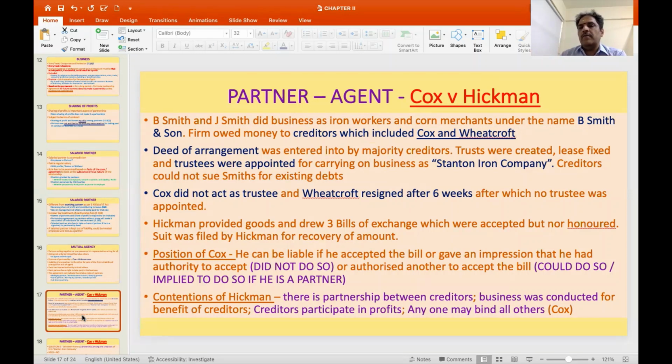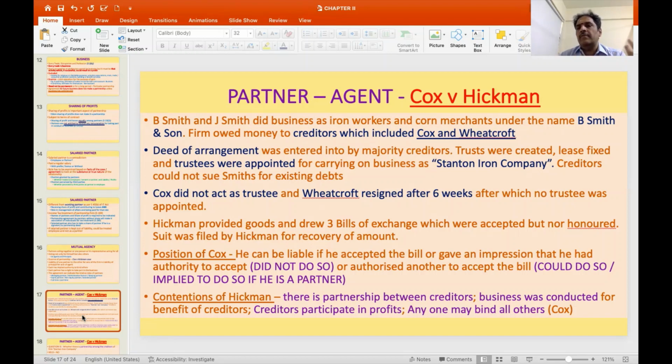There will be trustees appointed from the creditors to be receiving money. The Stanton Iron Company has been insulated from Smith by saying that creditors could not sue Smith for existing debts. So they will be collecting the money that they owe, and then carrying on the activity. Here, Cox did not act as a trustee. Wheatcroft acted as a trustee, but he subsequently resigned in 6 weeks, after which there was no trustee. This group of people operating Stanton Iron Company were provided goods by Hickman, and he drew 3 bills of exchange for that purpose. These bills of exchange were accepted by the Stanton Iron Company, but they were not honored.